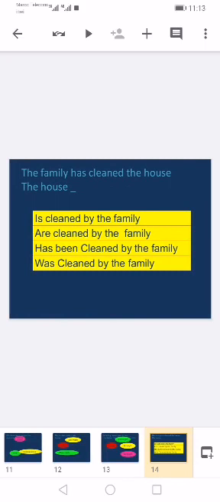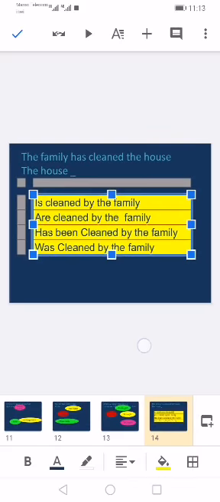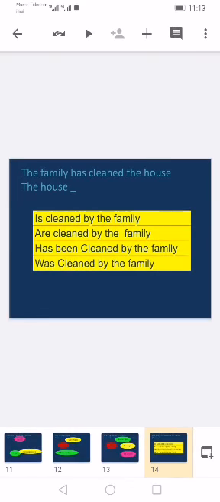Here we have another set of questions, multiple choices again. So the family has cleaned the house. So it is very important to know the tense in the sentence again. Has cleaned. So it is the present perfect. So when we have present perfect, has or have plus been plus pp. So is it number 1? Is cleaned by the family. The house is cleaned by the family. Are cleaned by the family. Has been cleaned by the family. Or was cleaned by the family. So we're going to choose answer number 3. It's has been cleaned by the family.